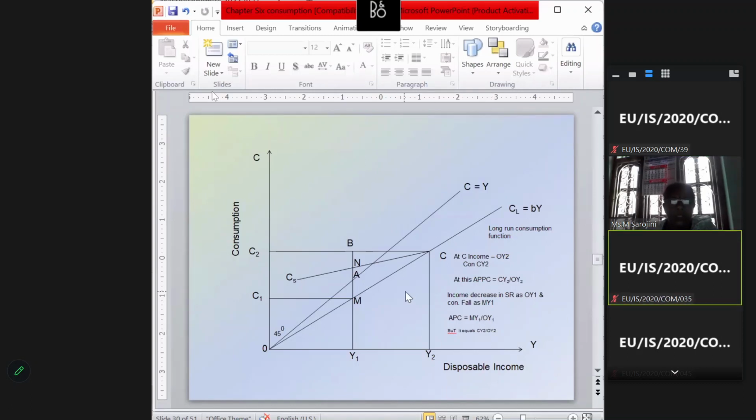Yes, ma'am. Right. The 45-degree curve indicates consumption is equal to income. And the CL curve also indicates the consumption curve, that is the long-term consumption curve. Let's explain each and every point. First, we take the point C. At this point C, the income is equal to OY2 and consumption is equal to OC2.